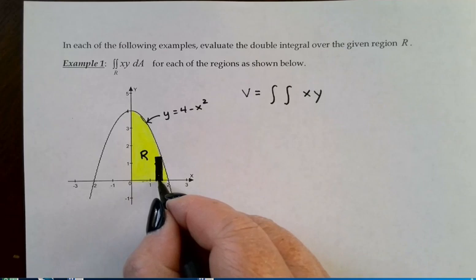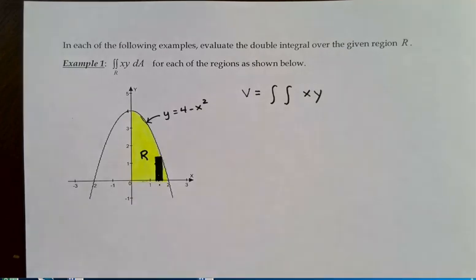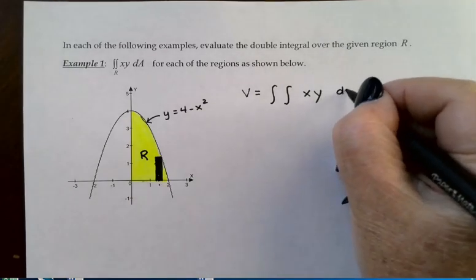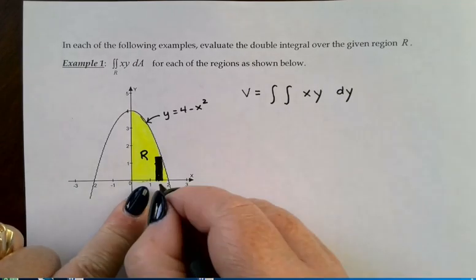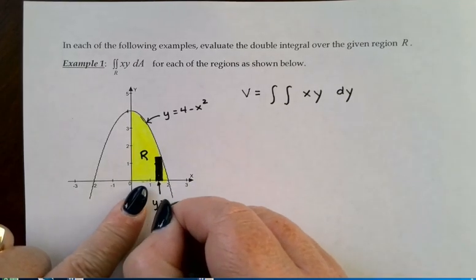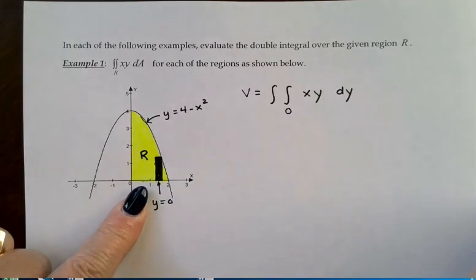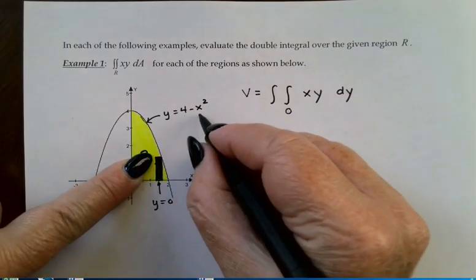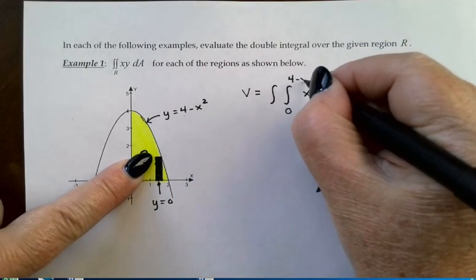And my vertical rectangle means I'm going from bottom to top. Those are y values, so I'm doing dy first. The bottom is really on the x-axis, or y equals 0. And the top is on the curve, where y is equal to 4 minus x squared.